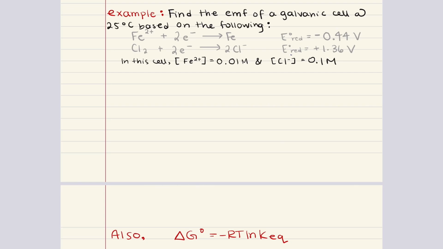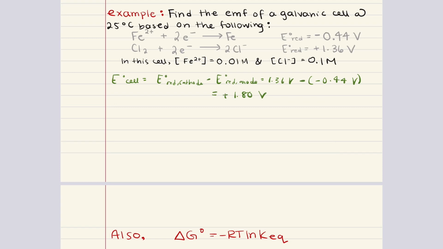Because the chlorine half reaction has a higher reduction potential, it's going to be the cathode. Iron is going to act as the anode, and the standard cell potential can be calculated like so. We have 1.36 volts minus negative 0.44 volts, and this gives us a total of 1.8 volts.